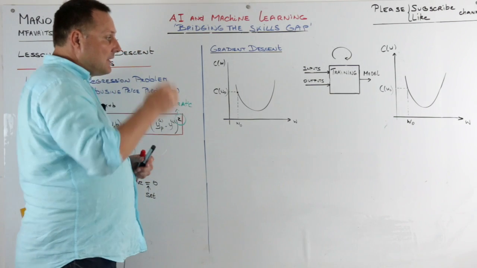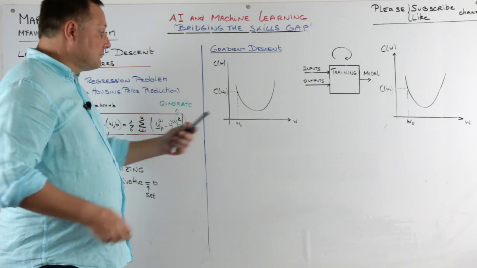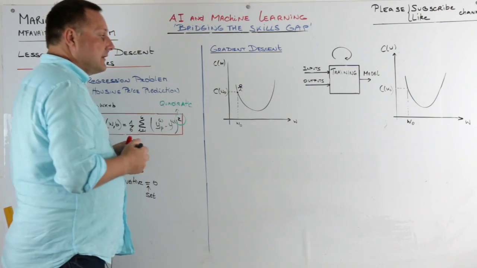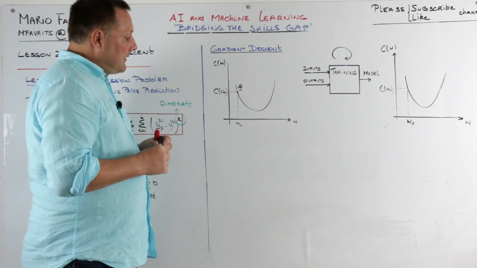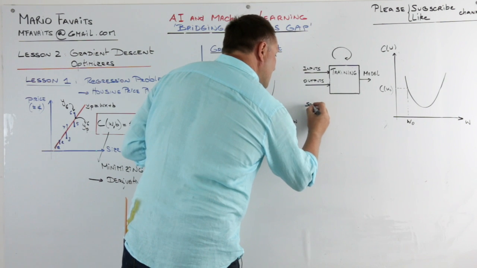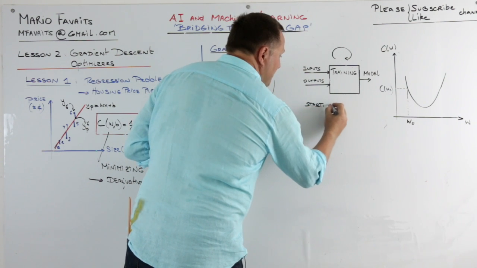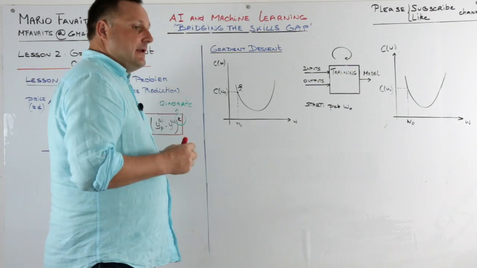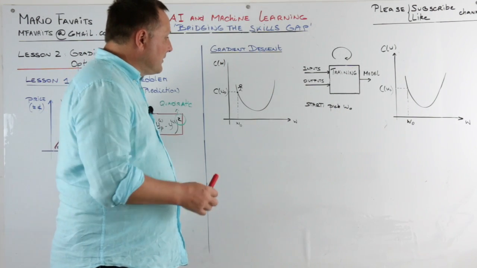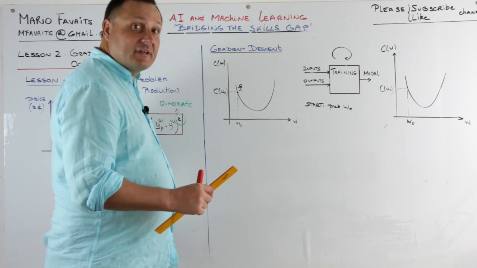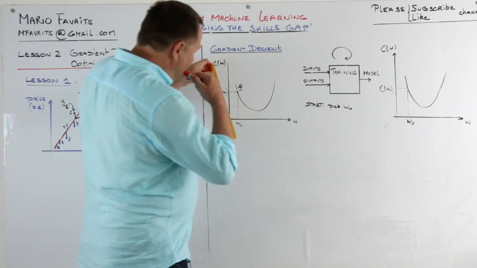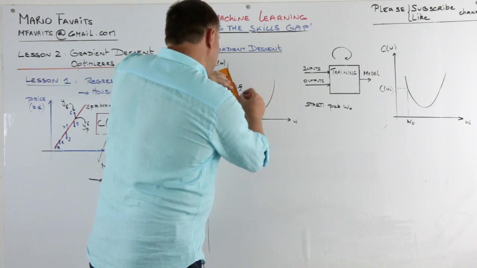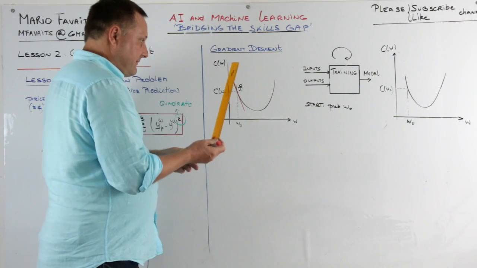Okay? So what we're going to do is we start at a certain point W0. And I'm going to draw a little man here at that point. So we start, pick W0. Okay? And then in W0, what are we going to do? Well, we're going to calculate the derivative in that point. Remember, it's a tangent line to the shape, and that's the derivative.